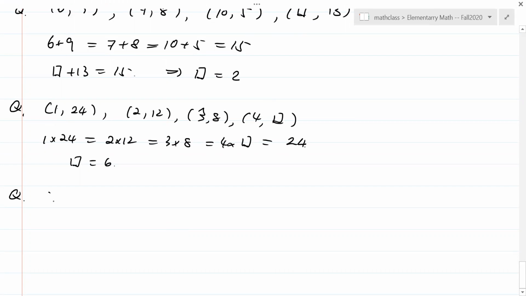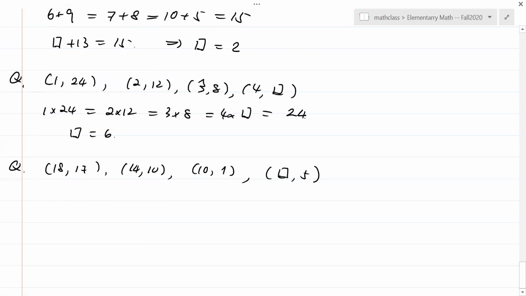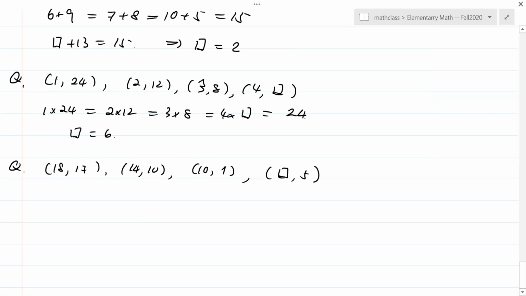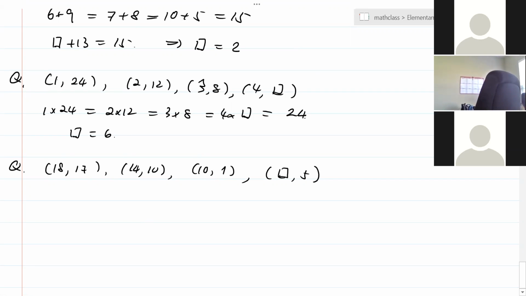Okay, let's try the next one. 18, 17, 14, 10, and 10 and 1. Okay, this time is different, okay? We do not look for the common property they have. Actually, how those pairs are related, we have to find out.